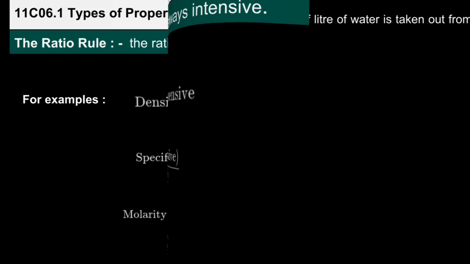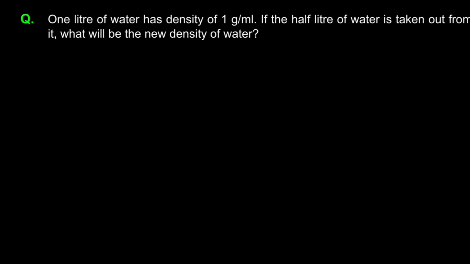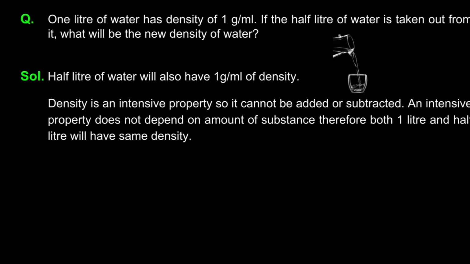So next, let's solve this question. 1 liter of water has a density of 1 gram per ml. If half liter of water is taken out from it, what will the new density of water be? So the solution is, half liter of water will have the same density, that is 1 gram per ml, because density is an intensive property, so it cannot be added or subtracted. An intensive property does not depend on the amount of substance, therefore both 1 liter and half liter will have the same density.